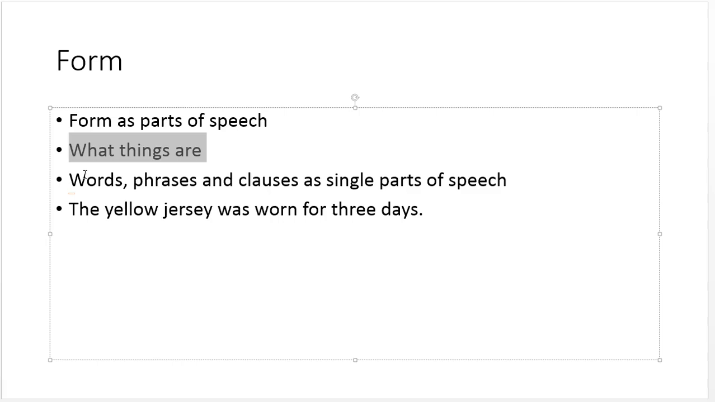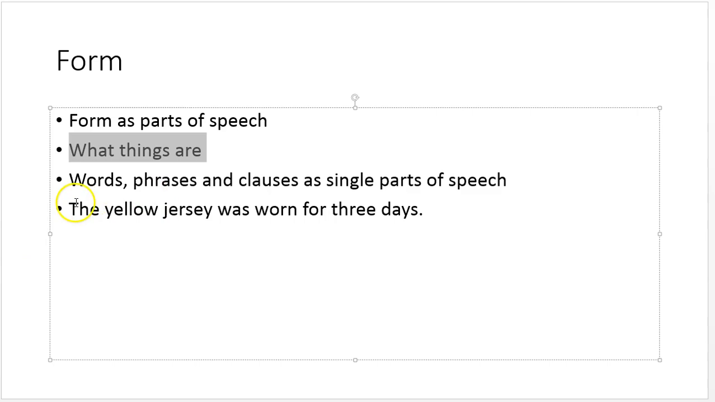But you can have a phrase function as the subject, depending on how you want to organize the sentence and organize your understanding of it. You can have a phrase functioning as the verb. I'm not going to show you this yet, but you can actually have a clause, a whole subject and verb, functioning as the subject of a sentence. You can do that. It's kind of weird, but you can do it.